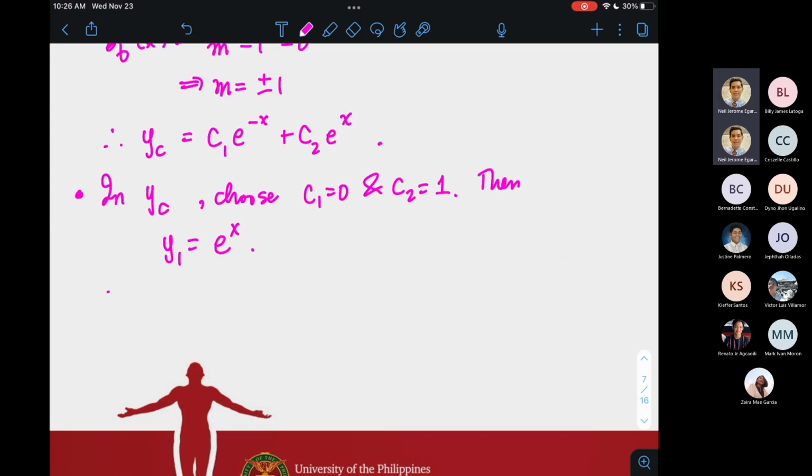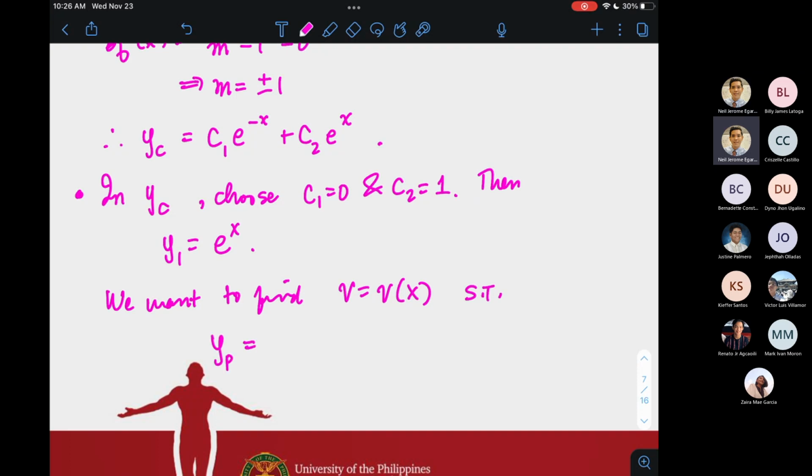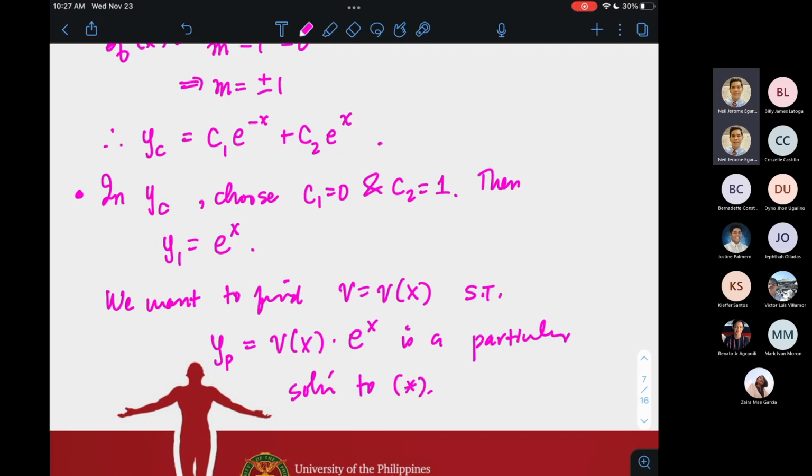Then we want to find a function v of x. So kailangan ko makahanap ng isang function v of the variable x such that y sub p equal to v of x times e to the x is a particular solution to star. Gusto ko makahanap ng isang function v na yung v times e to the x, that's v times y1, ay particular solution nung equation star. Yan yung gusto natin mangyari. Hanapin si v such that this is true.